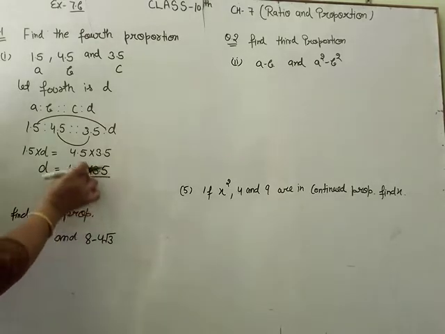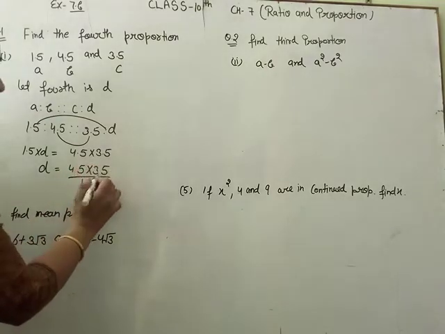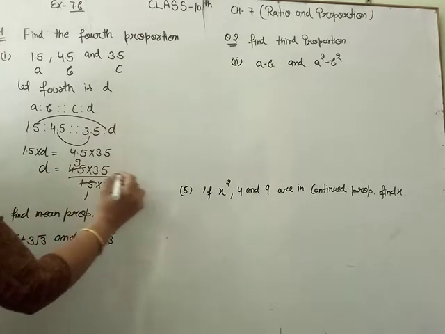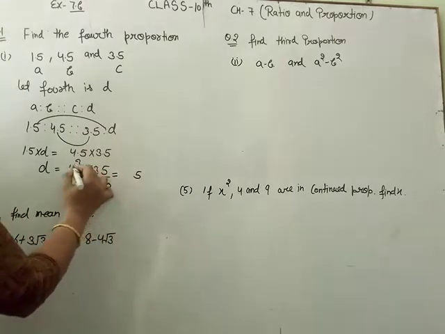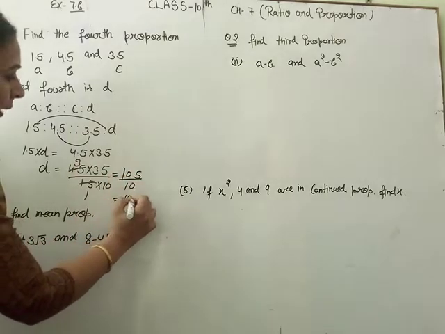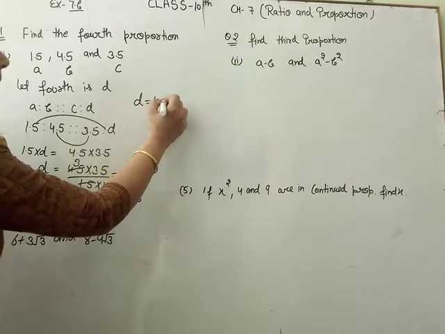Same unit, after the same unit there is a decimal, then the decimal is placed. Okay, and for this we write 15 1s are 15, 3s are... Then this equals 15, 3 3s are 9, 1 10 divided by 10, and this equals 10.5. So the fourth is D equals 10.5.